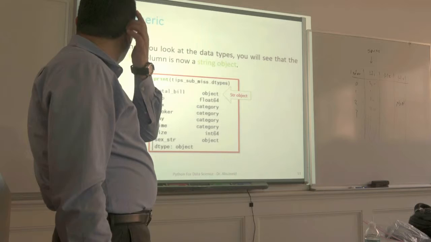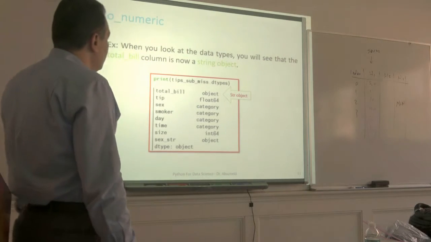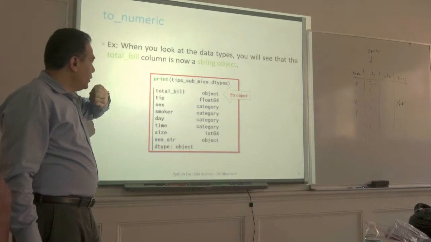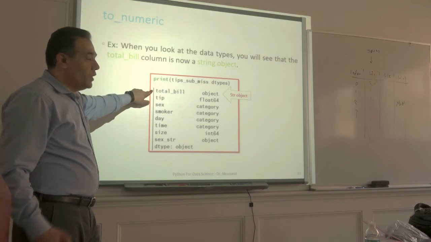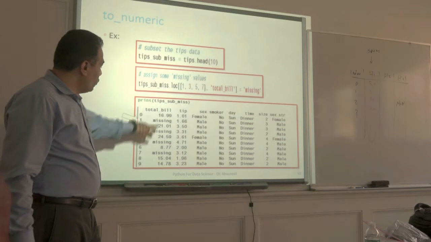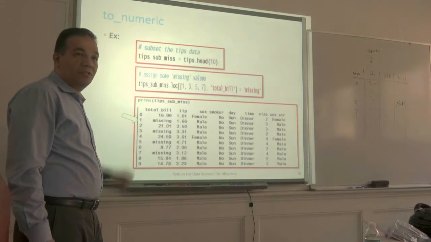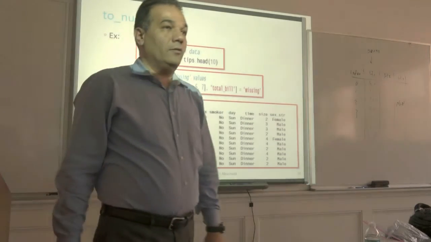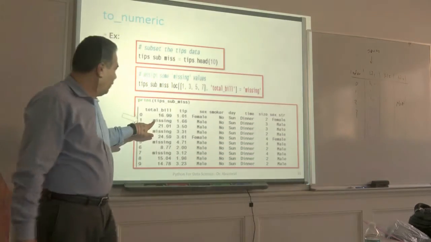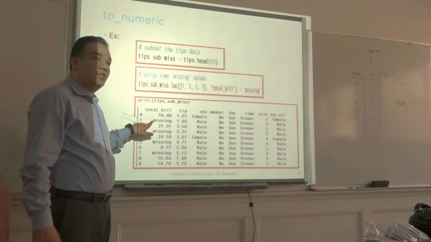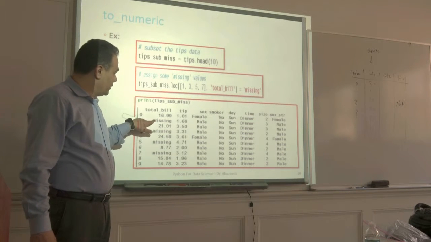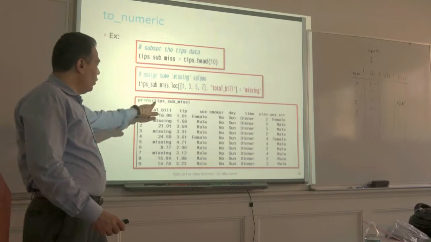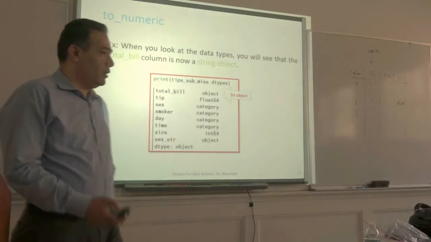And then when you look at the data types, you will see that the total bill column is now a string object. Why is it a string object? Because when you have digits and you have strings, the whole thing has to be one type. So this cannot be a float, cannot be numeric, but could be a string. So the whole thing will become a string.